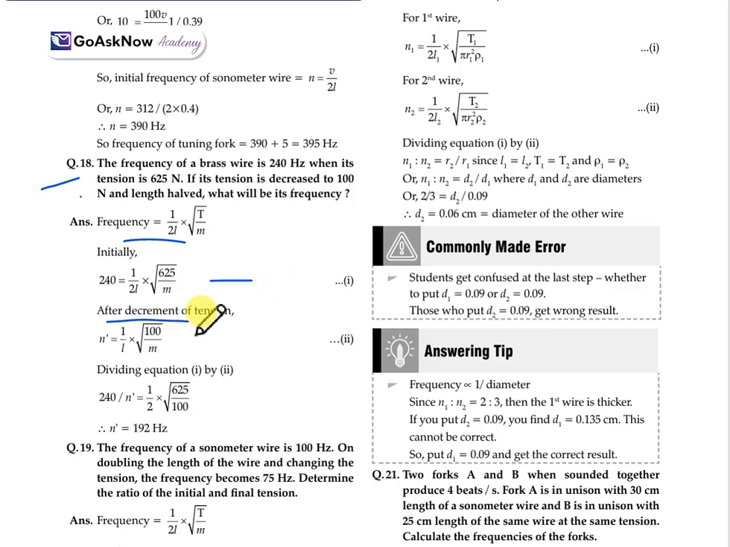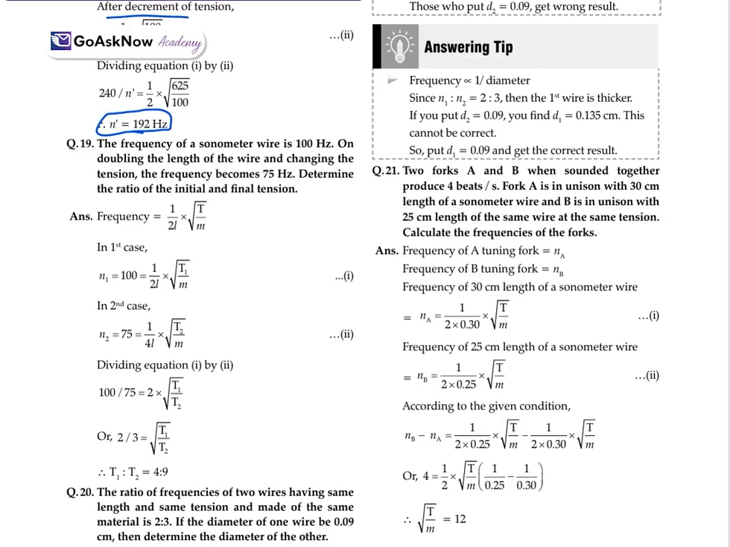Now after the decrement of the tension, the equation will be n dash equals 1 upon 2L, obviously from 2L to L, then 100 into M. Then we'll divide both the equations. Then we get the value of n dash equal to 192 hertz. This will be the new frequency value.